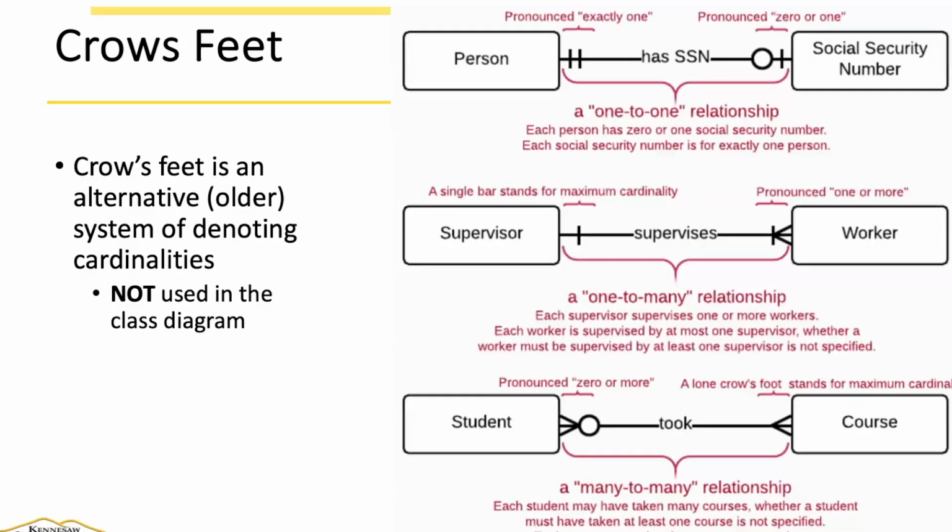So this is called the crow's foot notation. It is an alternative and older system for showing cardinalities. As you can see here, we are using the same business scenario, but instead of using numbers and asterisks, we are using dashes and circles to show these cardinalities. A circle means 0, a dash means only 1, and a crow's foot means many. So you can see the relationship between, for example, person and social security.